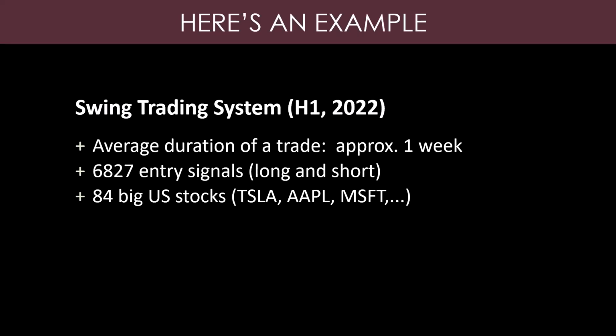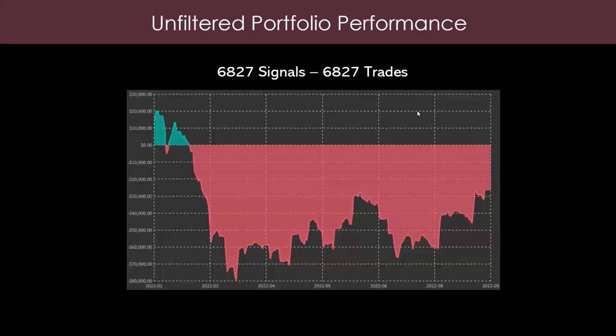And the first result that we've seen is, had we taken all these signals unfiltered, where we take every single one of them, the performance would have been as follows. Not very good, as you can see here. So 6,827 signals equals 6,827 trades. All right, so not great.